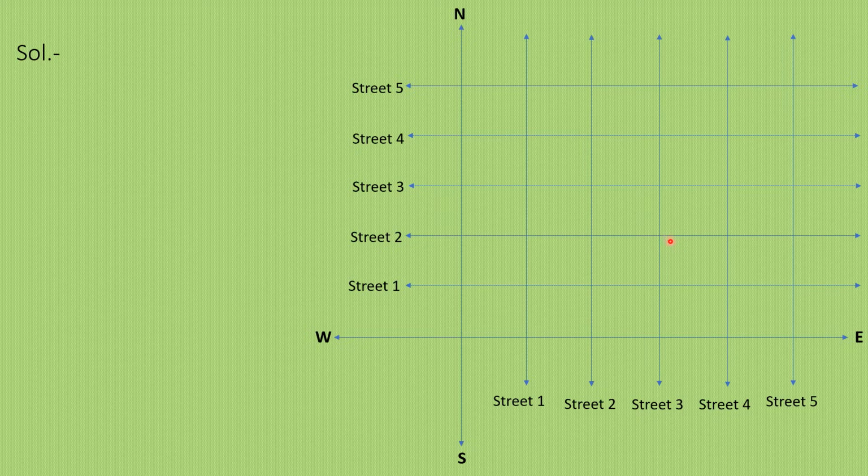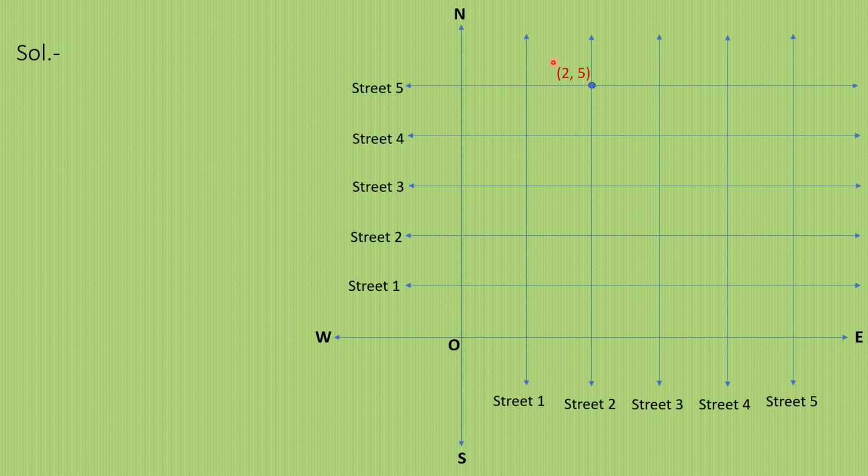It is written if the second street is running in the north-south direction. See, this is the north-south direction and this is the second street running in the north-south direction. So they are talking about this street. And the fifth in the east-west direction. This is the east-west direction and the fifth street is this. So the fifth street and the second street are intersecting at this point, and for this point they have written 2, 5. This convention only we have to use.